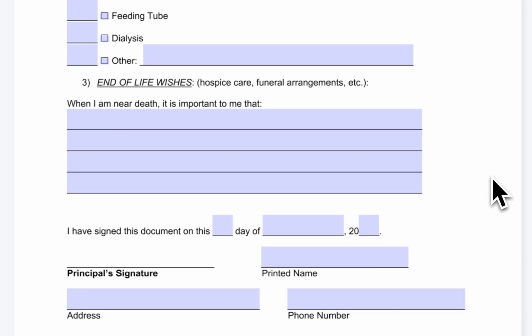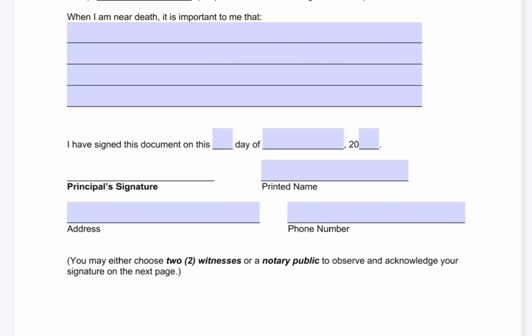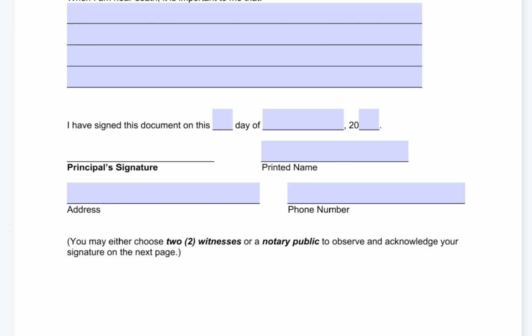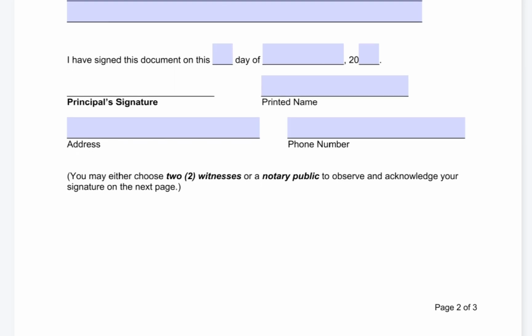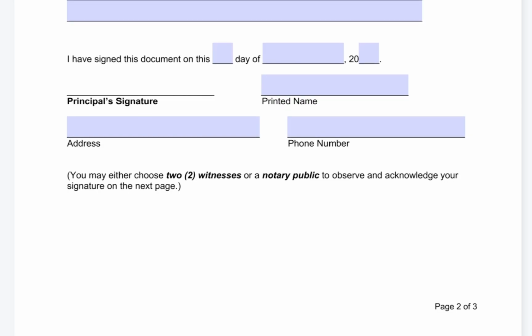So here at the bottom, they will need to sign this. So they're signing it. They want to make sure that they're putting the date that they're signing it, their printed name, their address, and their phone number. So here for this, it says you may either choose 2 witnesses or a notary public to observe and acknowledge. So like I said before, we want to make sure that we're doing the right thing in our state.